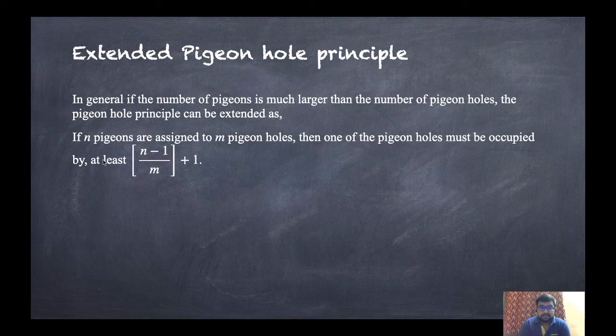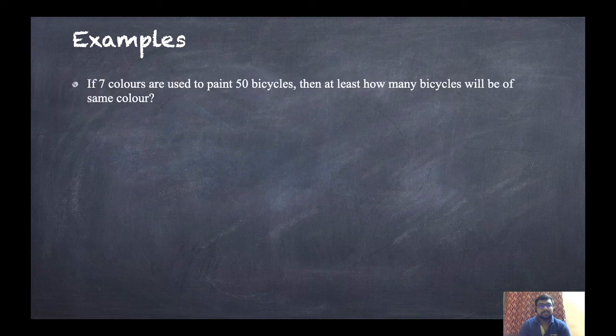Here it is the words at least, so it does not give the exact count. It will give only the at least part. So just consider this. Let us consider one or two examples based on this. First, if 7 colors are used to paint 50 bicycles, then at least how many bicycles will be of the same color? So here, what is n and what is m?